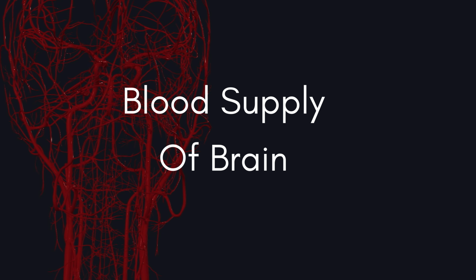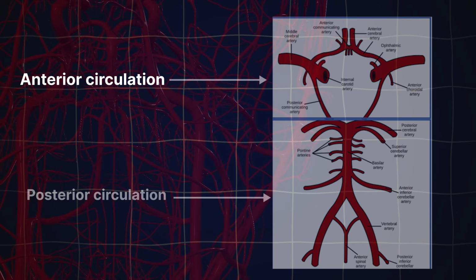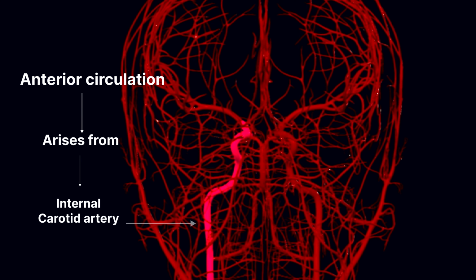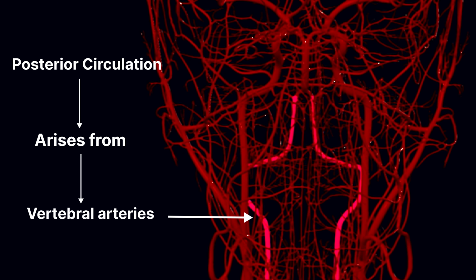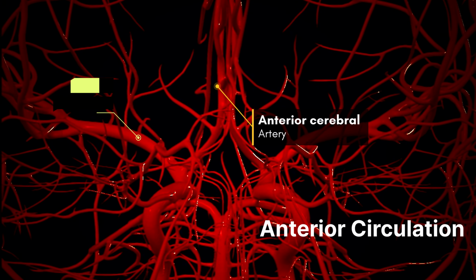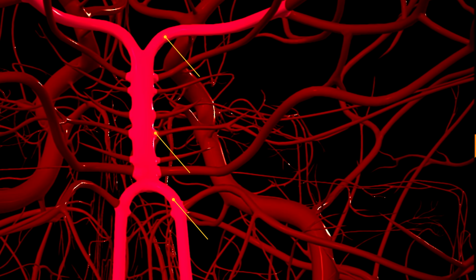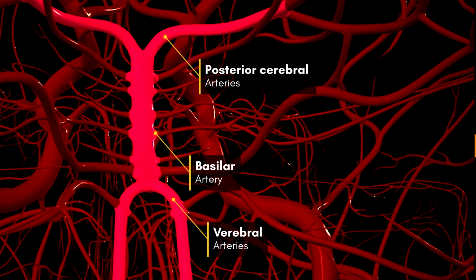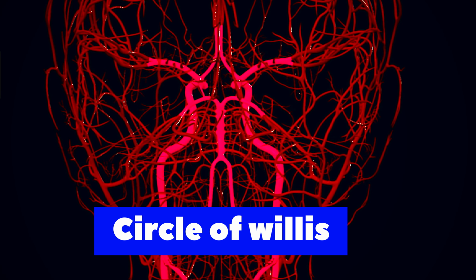Now we will talk about blood supply of brain. Blood supply of brain mainly consists of anterior circulation and posterior circulation. Anterior circulation arises from internal carotid artery, and posterior circulation arises from vertebral arteries. Anterior circulation includes anterior cerebral arteries and middle cerebral arteries. Posterior circulation includes the vertebral arteries, basilar arteries, and posterior cerebral arteries. All of these arteries combine to form circle of Willis.